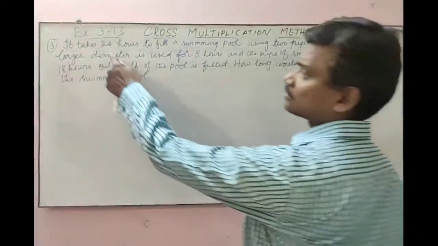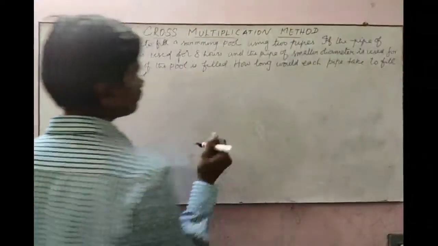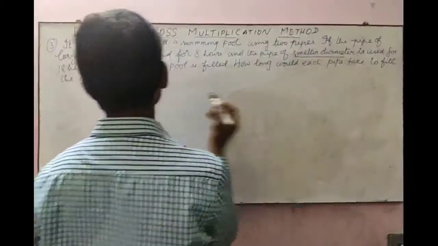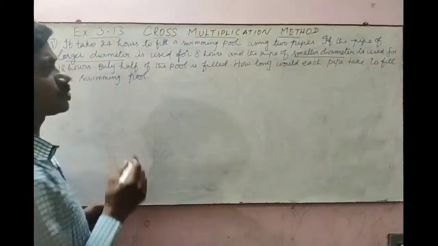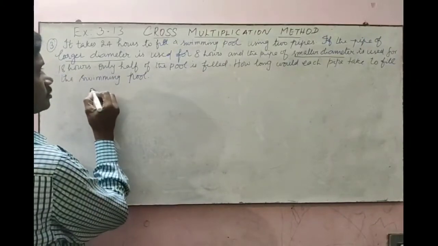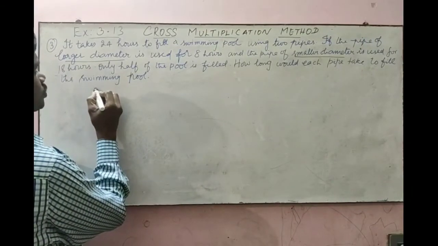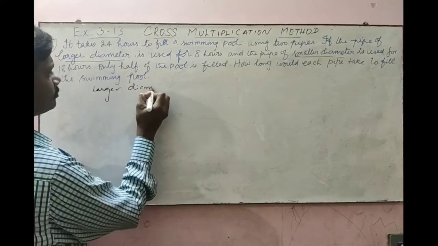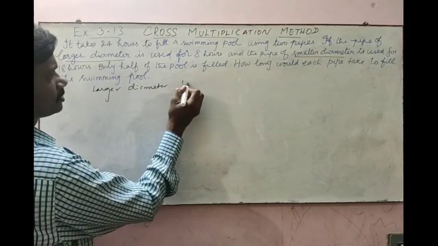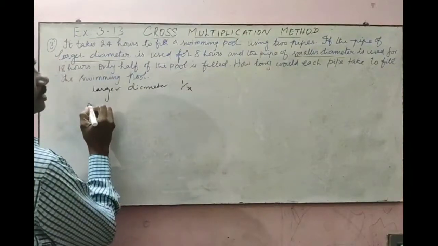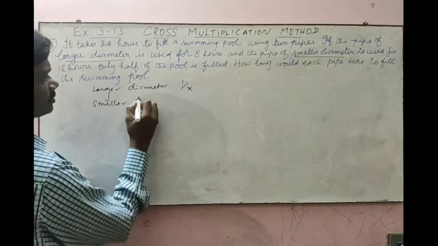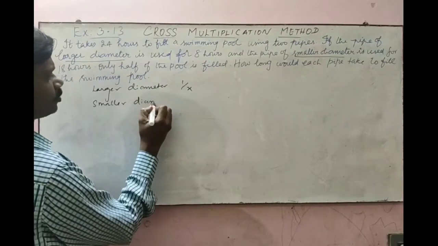So first, for the first condition, we have to assume the smaller diameter and the larger diameter. So these are the 2 pipes. Let us assume the work done by the larger diameter pipe as 1 by x and the work done by the smaller diameter pipe as 1 by y.